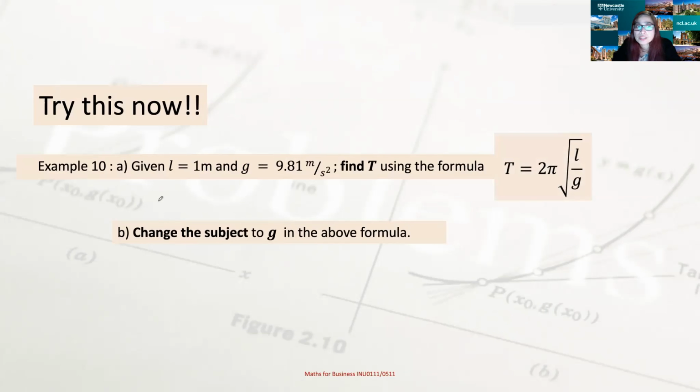Now try this out. Here I have given you two questions where I'm giving you the value of L and the value of G, the acceleration due to gravity, and the length of the pendulum, a simple pendulum. I'm asking you to find the time period T, so you just have to substitute these values and find the value of T. Then I'm asking you to change the subject to G. That means I want G on the left-hand side, and I want you to give me a formula for G, not calculate. What is the formula for G? Try it, guys.